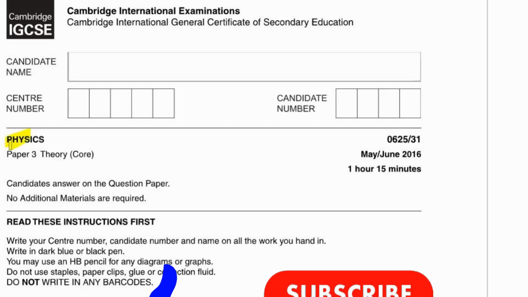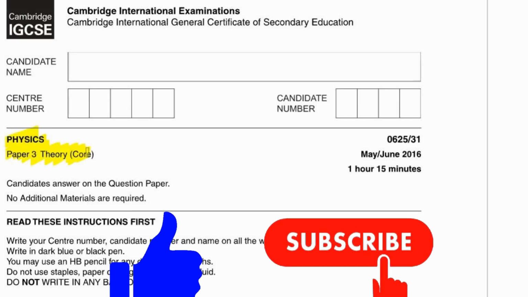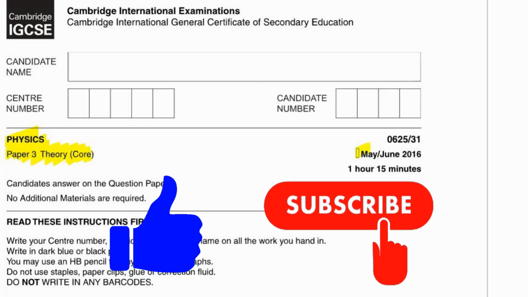Alright, today I'm going to cover physics. This is paper 3, the core theory paper for May-June 2016. That's code 0625-31 and this is for the Cambridge International Examinations.